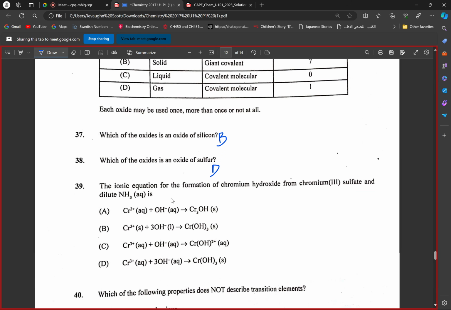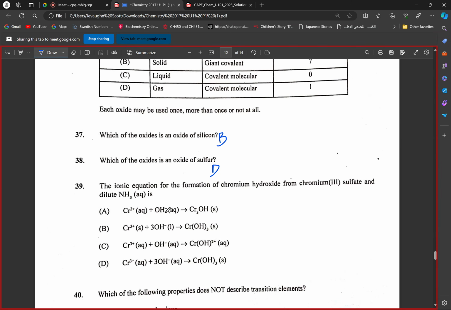The ionic equation for the formation of chromium hydroxide from chromium 3 sulfate and dilute ammonia is? How would that be now? So we have the chromium. What an interesting equation. Oh, the sulfates are spectators. Alright, lovely. Sulfate and ammonia are spectators. So what's the answer here?